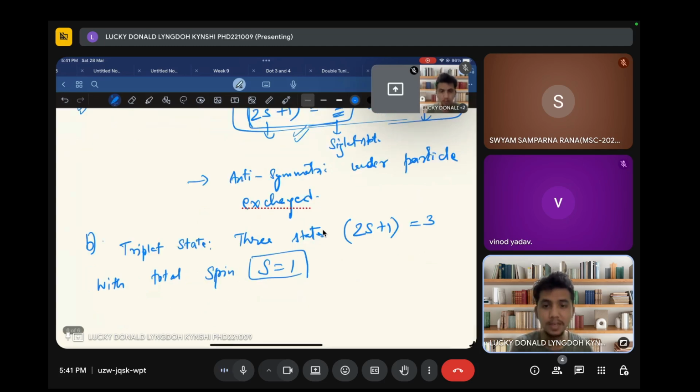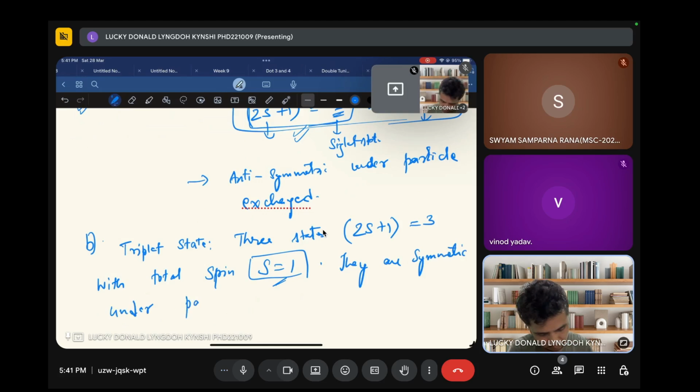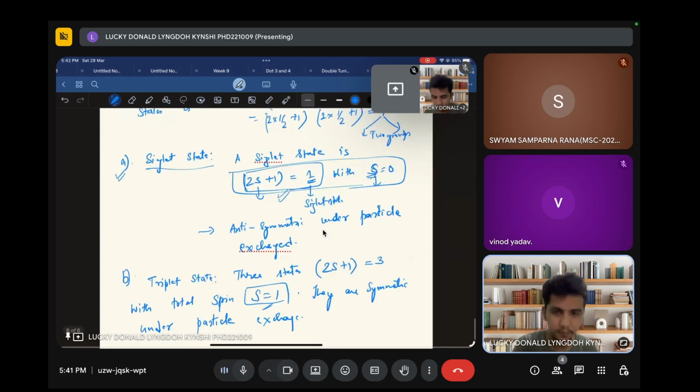Whereas in the case of a triplet state, since you have S equal to 1, that means they are either parallel or anti-parallel, but they align in the same direction. That means they are symmetric under particle exchange. Okay, we will see further.